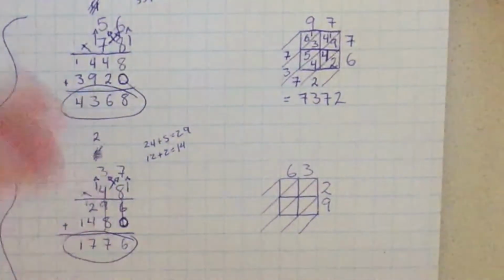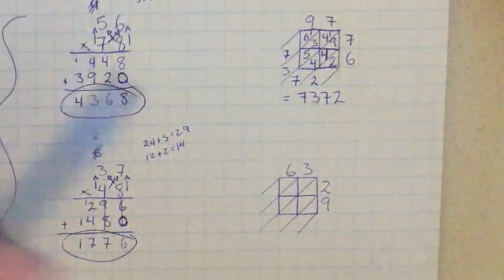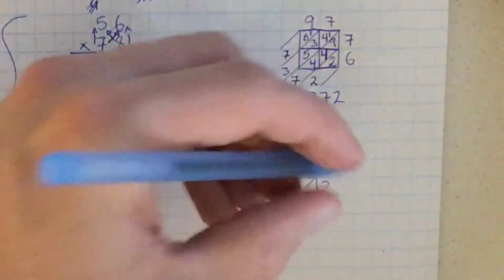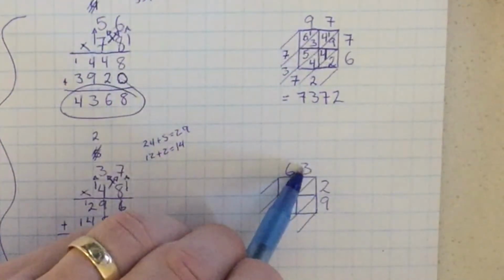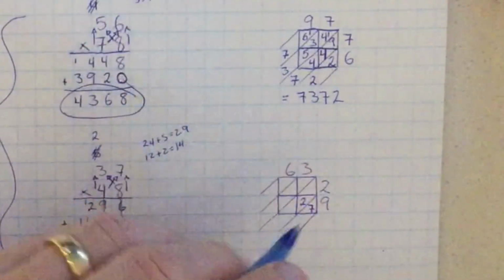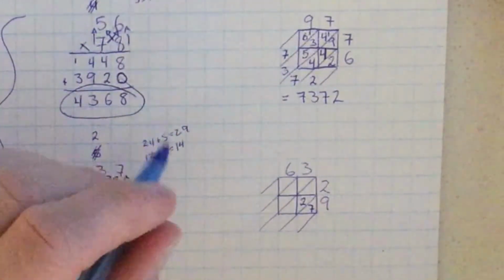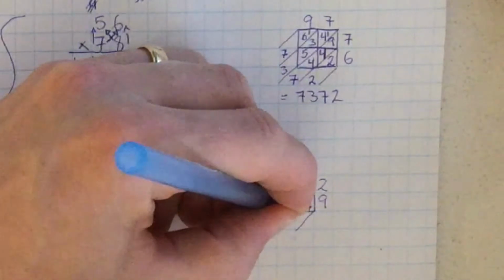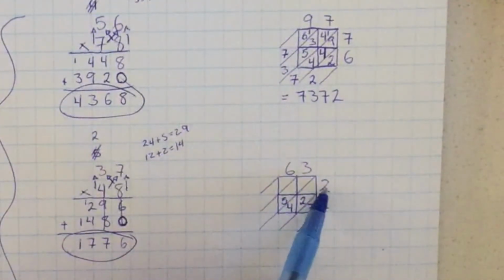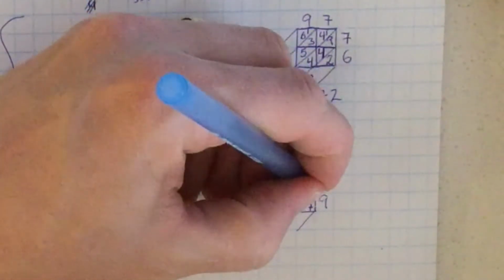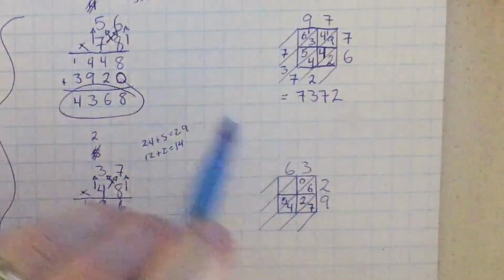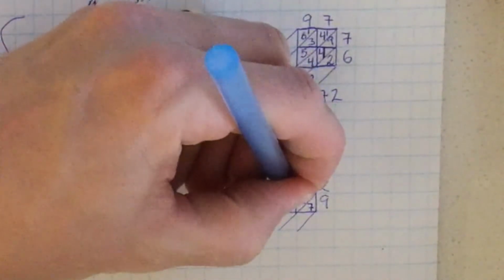Last lattice problem and the last double by double digit problem we're going to do here today. 63 multiplied by 29. 9 multiplied by 3 is 27. 9 multiplied by 6 is 54. 2 multiplied by 3 is 6. 2 multiplied by 6 is 12.